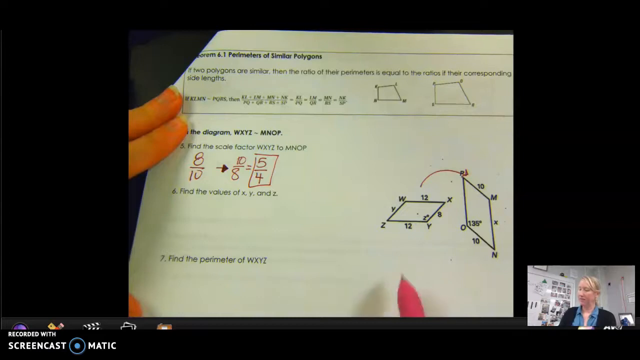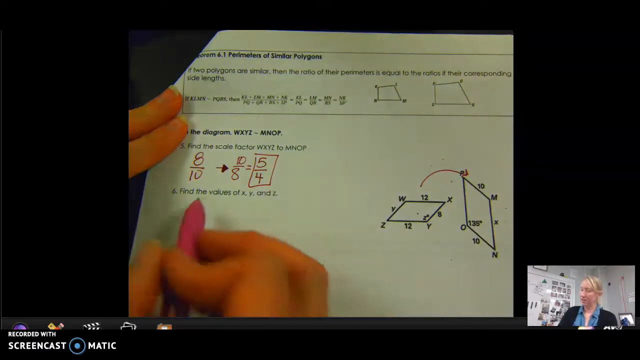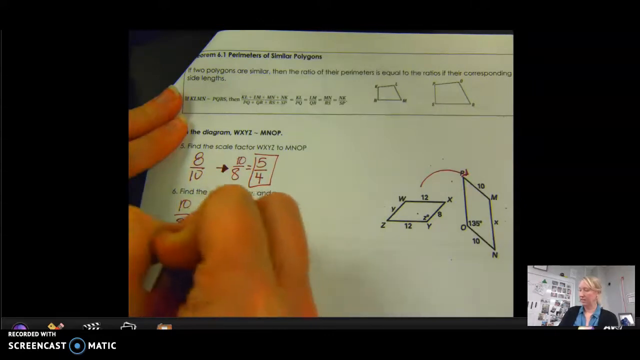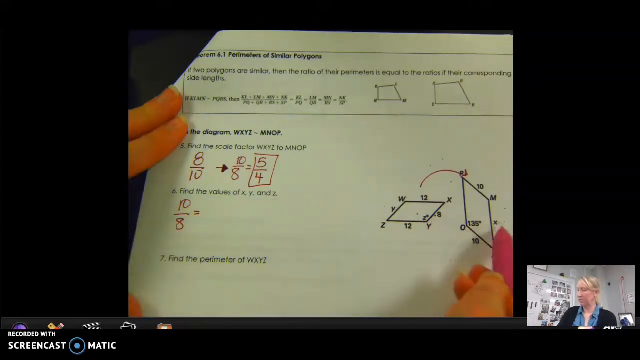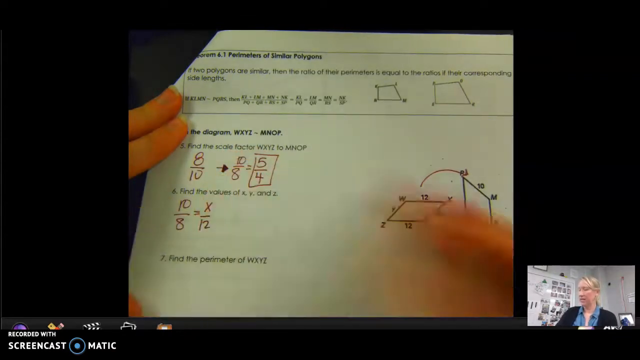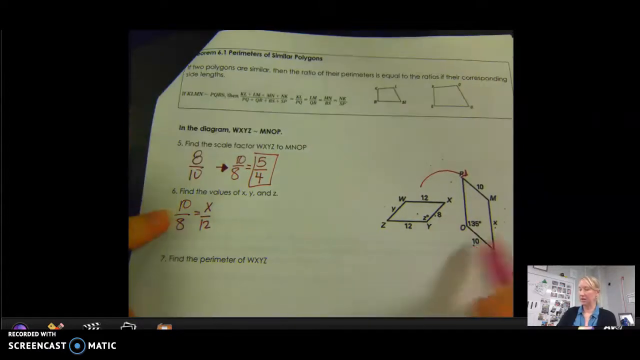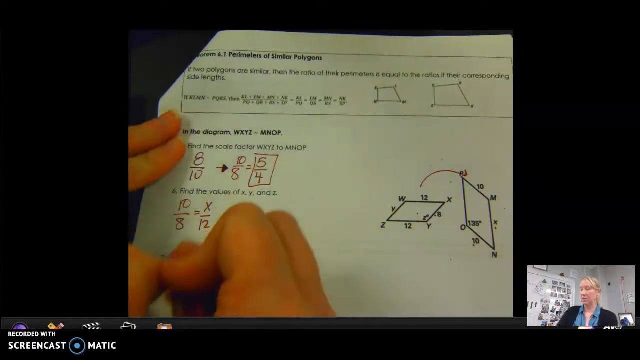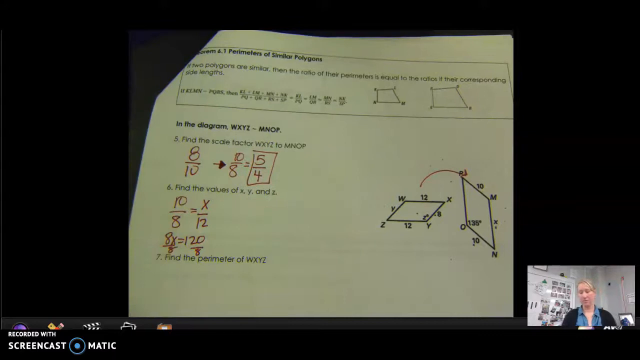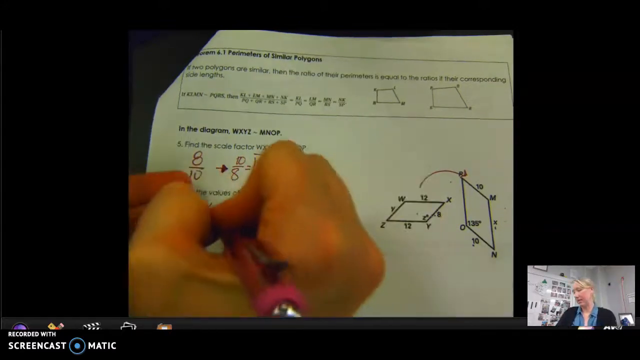Okay? Find the values of x, y, and z. So I'm going to use this 10 over 8 to find x. So 10 over 8 is equal to x over 12. X and 12 match up, 10 and 8 match up. Since I use 10 on top, I have to use x on top. We're going to cross multiply, and I get 8x equals 120. Divide by 8, divide by 8. So 120 divided by 8 is 15. So x equals 15.